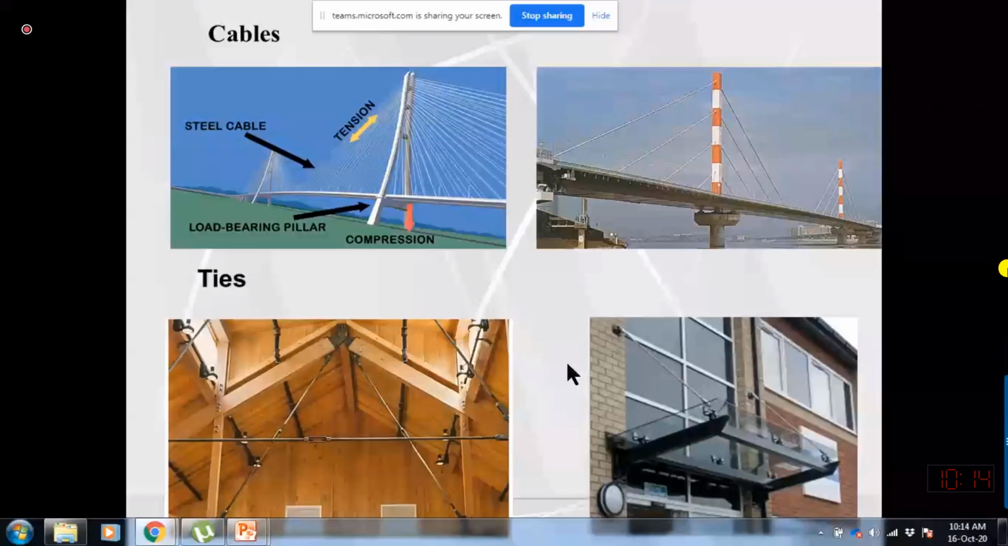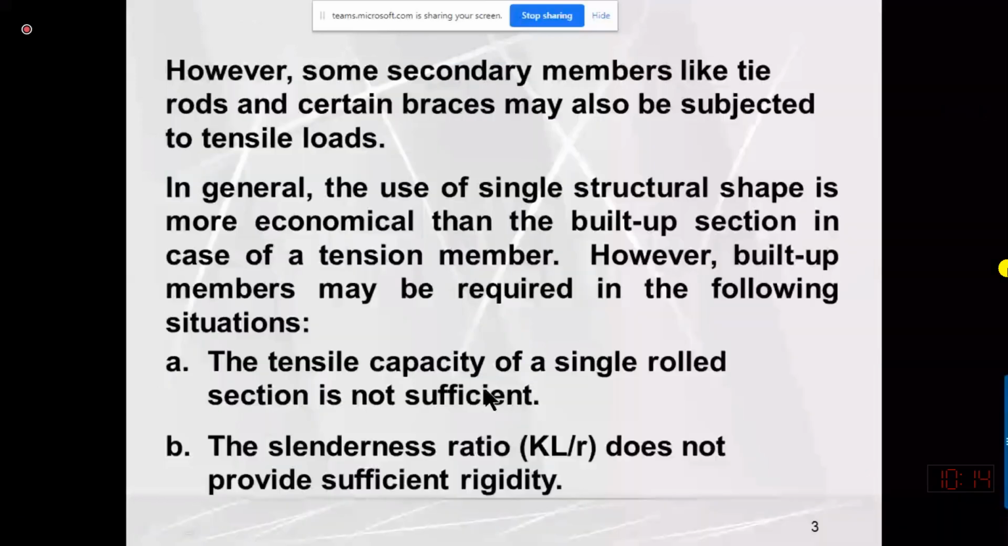Here, I told you that in most cases in tension member design, design means that we want to select a cross section. We usually select a single section, a single member, which is a sole member, and that shape may be an I shape, channel or angle. But sometimes we may select a built-up section. What is a built-up section? First, I will show you, then I will come back.